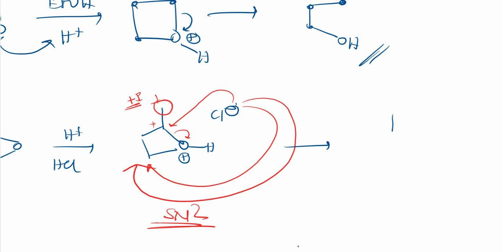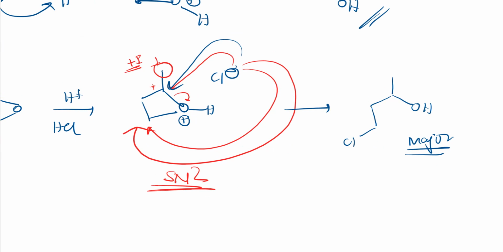So the product we get, the major product, will be this one. Methyl will be like this, oxygen OH comes on this carbon, and here chlorine comes. So this will be the major. The other product, if it attacks here, it can attack here also, but that will be minor. If it attacks there, I'll get this one, chlorine here, CH2 and OH, and this will be minor.